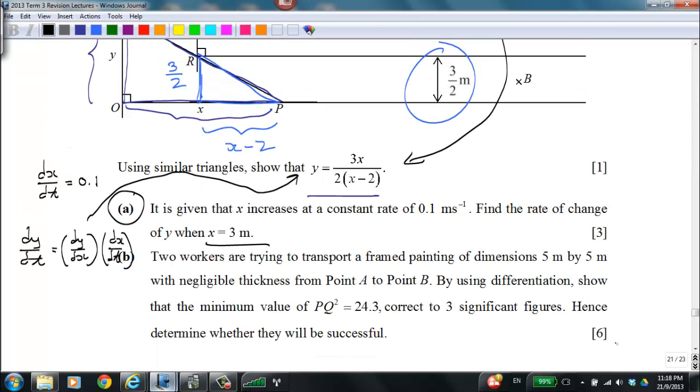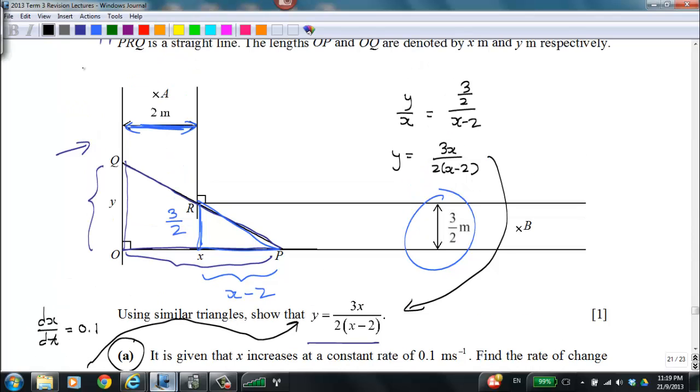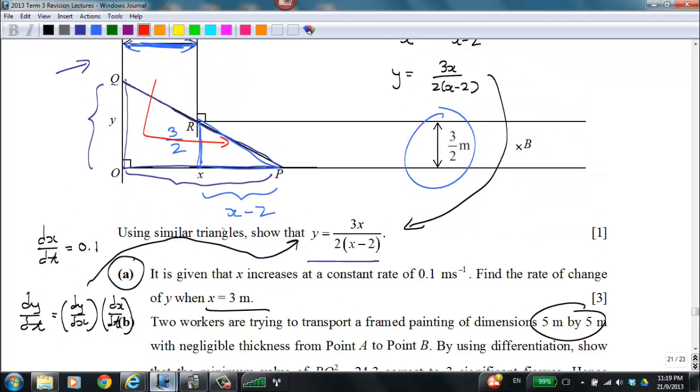We are supposed to do part B. The situation is that now two workers are trying to transfer a framed painting of dimension 5 by 5 meters. Just take note that it's just a square frame, from point A to point B, which means that the workers will have to pass through this corner here. Now by using differentiation, show that the minimum value of PQ squared equals 24.3.